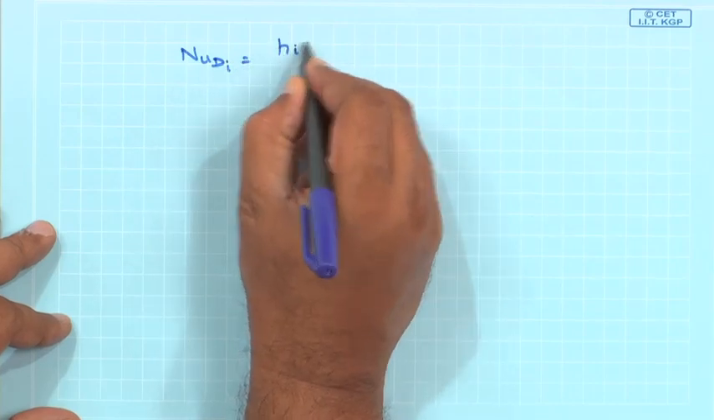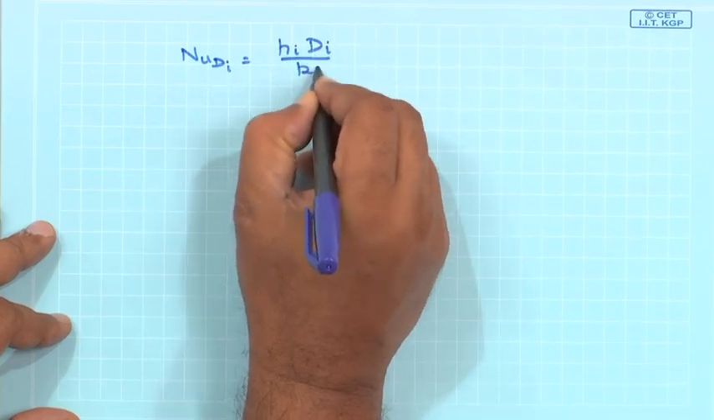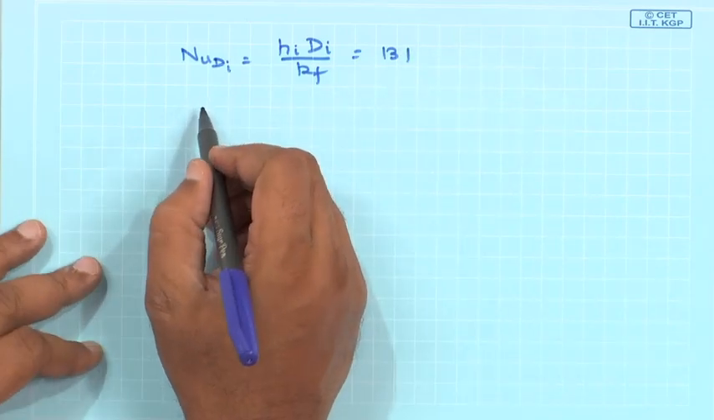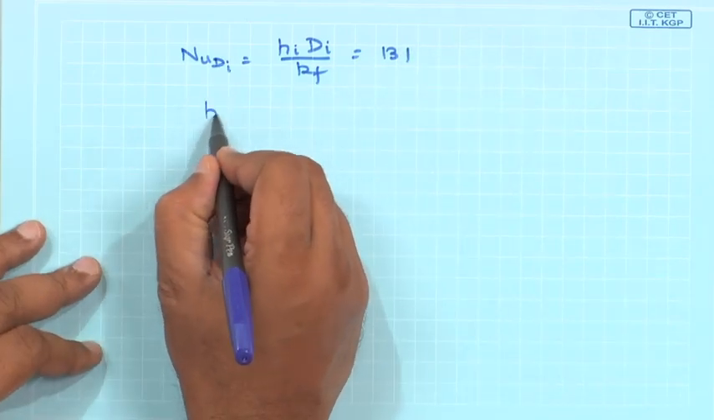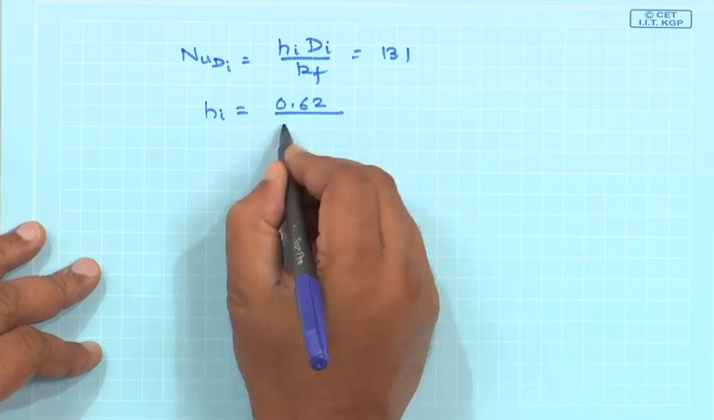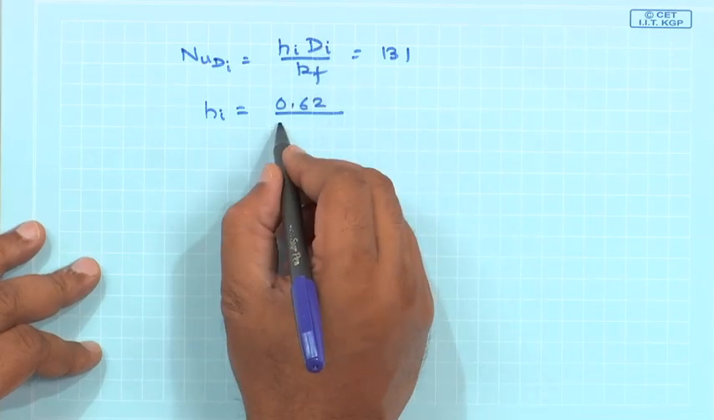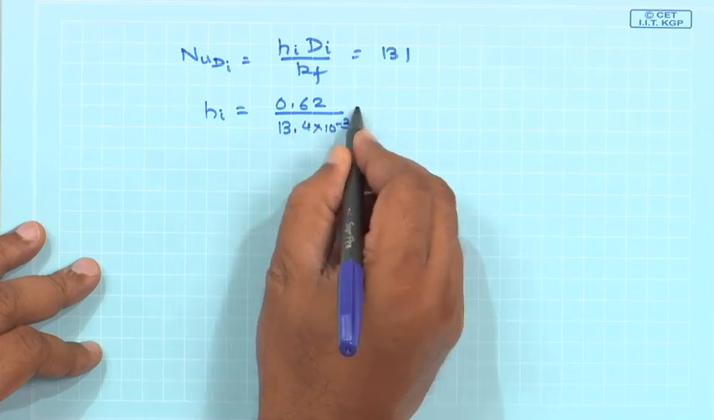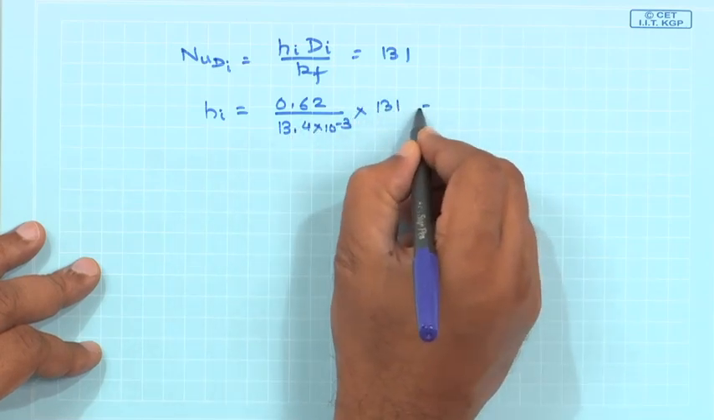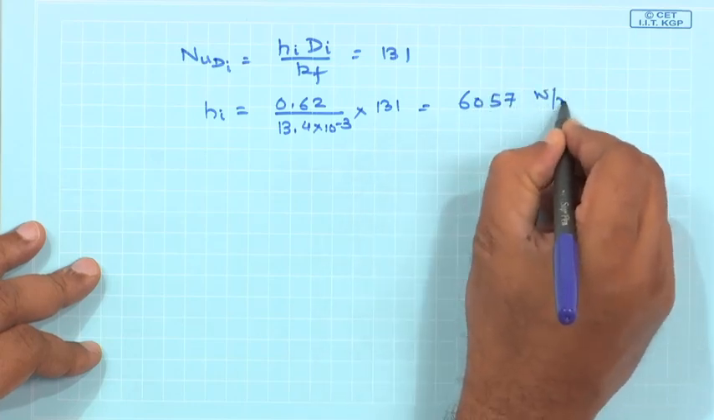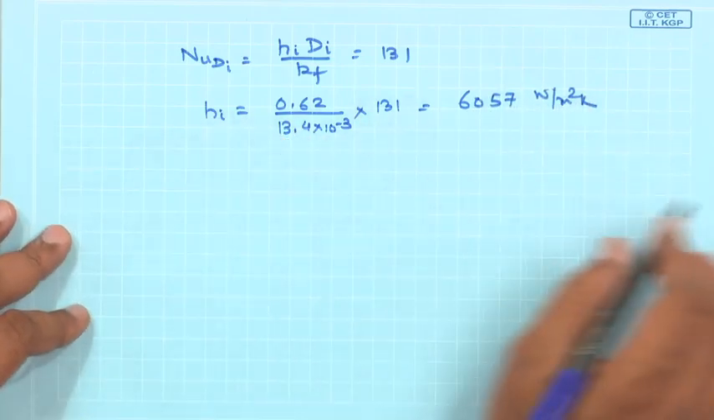and from the Nusselt number based on the inside diameter, which is h_i d_i by k_f, since this is equal to 131, you should be able to calculate the value of h_i, which is 0.62 by d_i, which is 13.4 into 10 to the power minus 3, times 131. So, it would be 6057 watt per meter square Kelvin. So, that is the value of h_i.